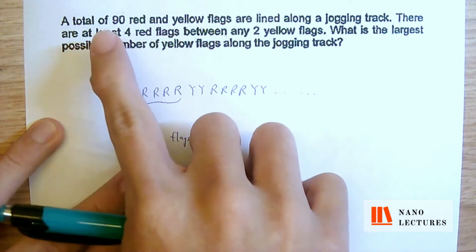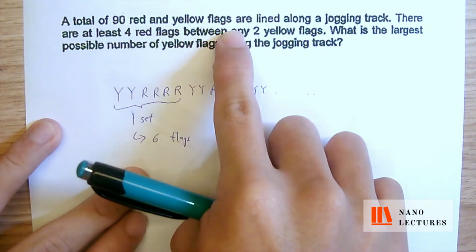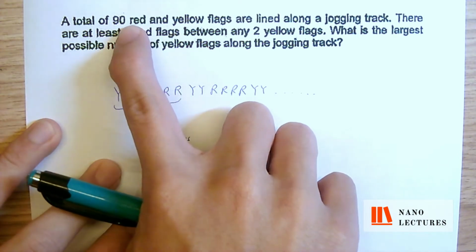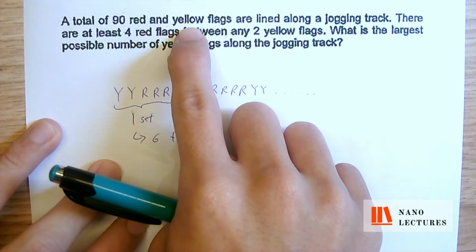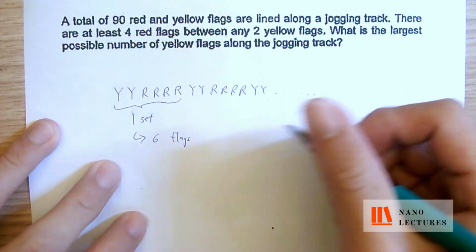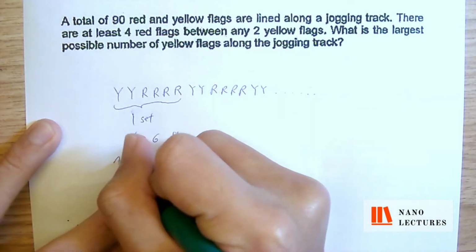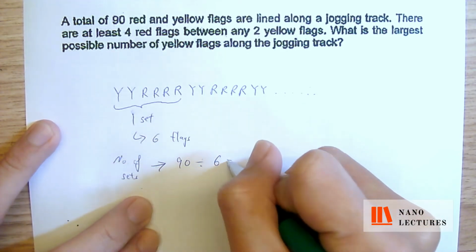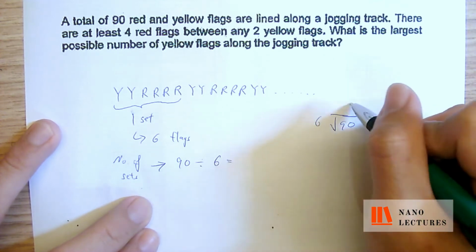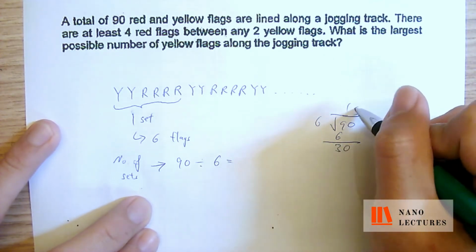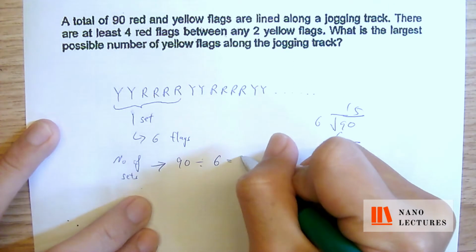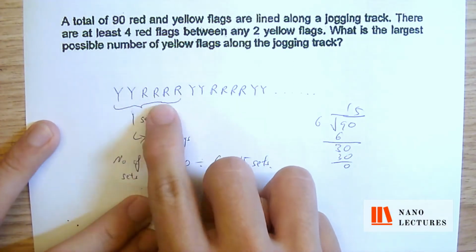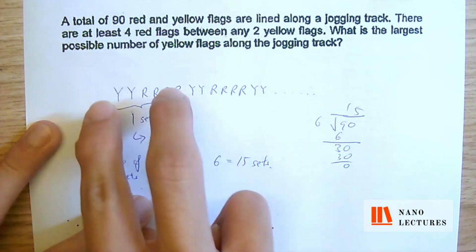In total, they said that there is a total of 90 red and yellow flags. In one set, there are 6 flags. So in 90 flags, we have to find out how many sets there are. So we'll just take 90 divided by 6, and that will give us 15. So there will be 15 sets. So in one set, there are 2 yellow and 4 red, and there are 15 sets altogether.